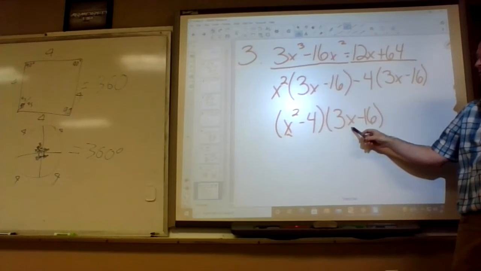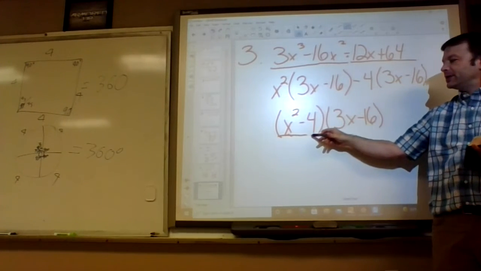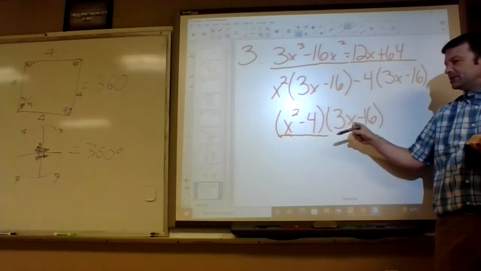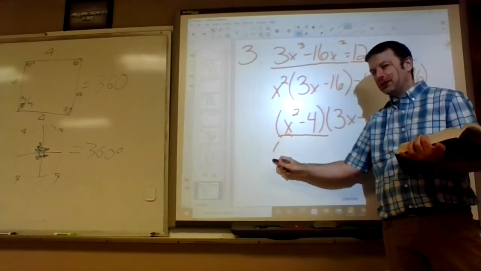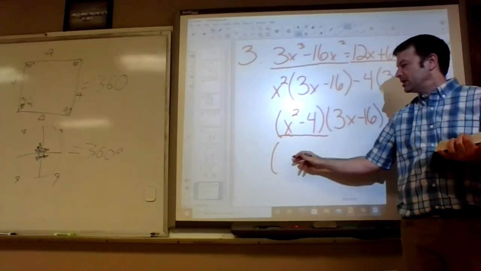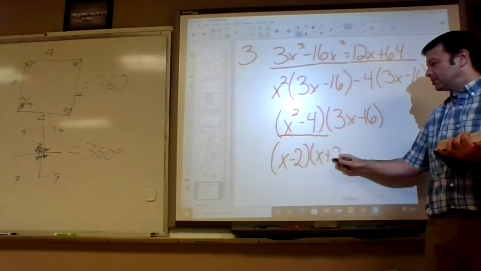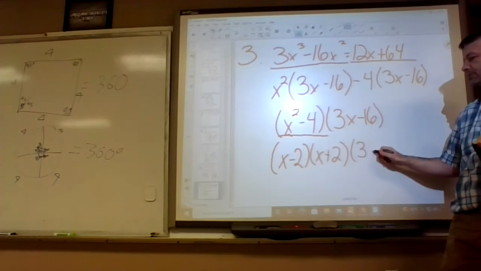This one's a little bit weird because one of these parentheses can factor again. Is that a square minus a square? Yes, it is. So what are the roots of these? x and 2. So you do x minus 2, x plus 2, and 3x minus 16.